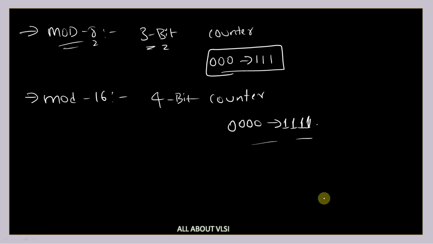And the mod 16 counter is also the same. There is no difference. Just declare a 4-bit counter and increment it, and your mod 16 counter is ready. Okay. Now, let's say if I want to design a circuit.